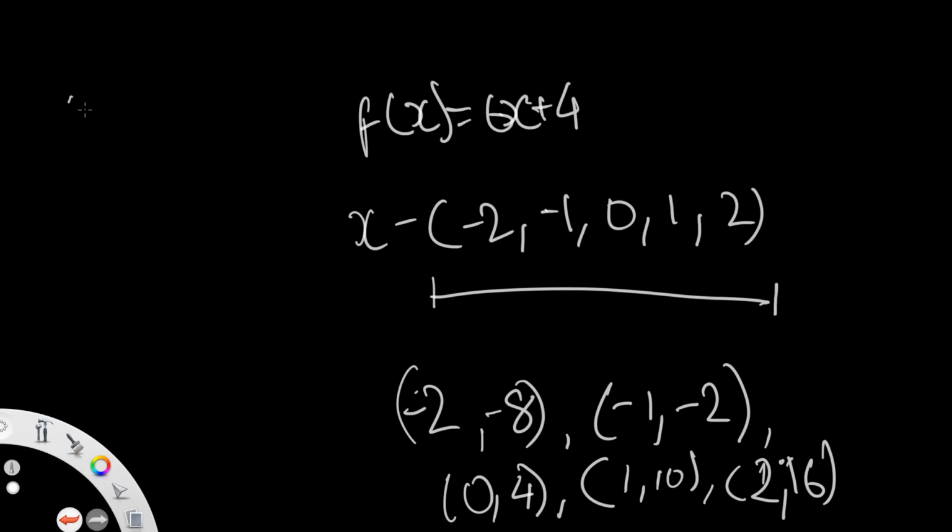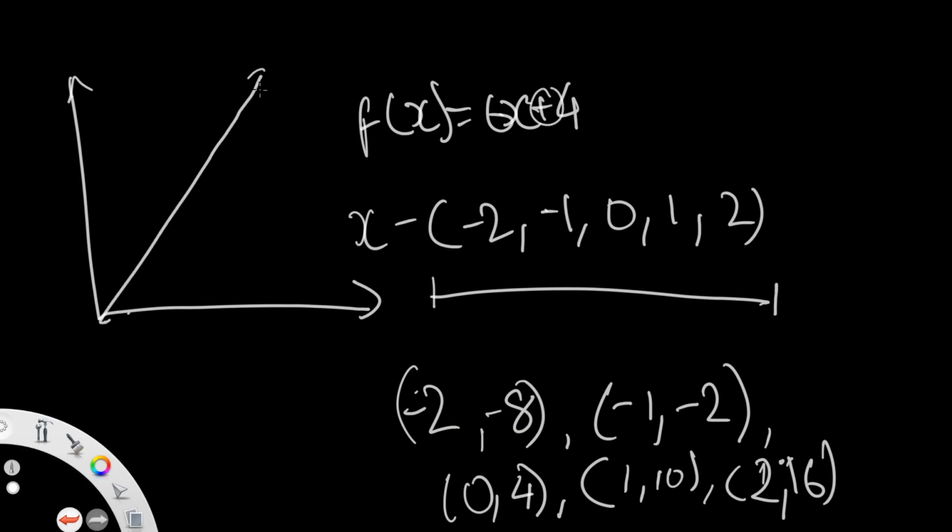And if we graph this function, usually whenever there's a positive value over here, then we can assume that it's a positive line. So our line would look something like this.